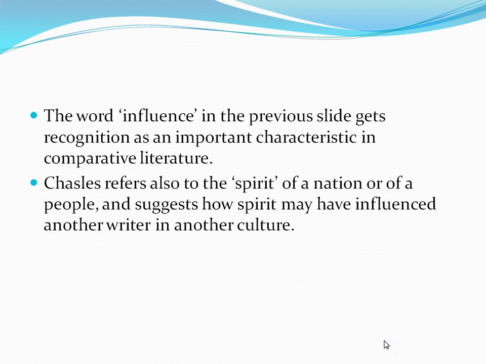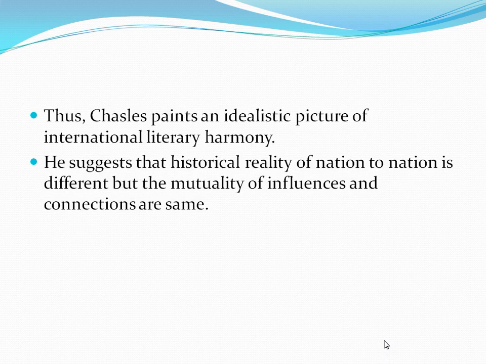So Charles refers also to the spirit of a nation or of a people, suggesting how that spirit may have influenced another writer in another culture. If we visit the Mona Lisa from Bangladesh, you will not be inspired? It's not like that. A great art, a great ideology can influence the writer of any country or any culture of this world. So Charles paints an idealistic picture of international literary harmony, international literary harmony through influence.